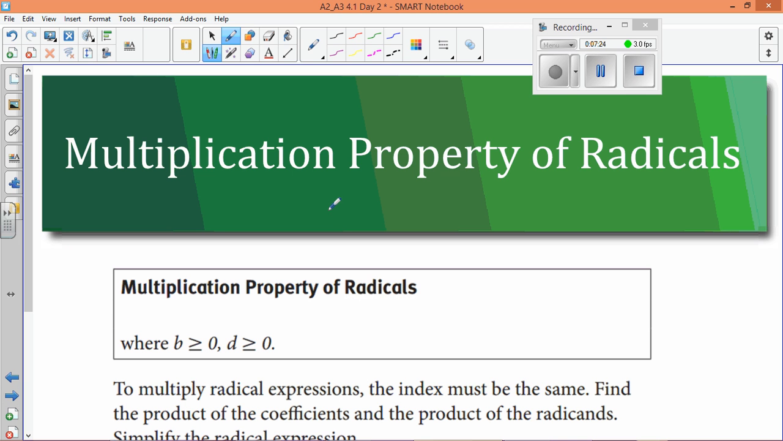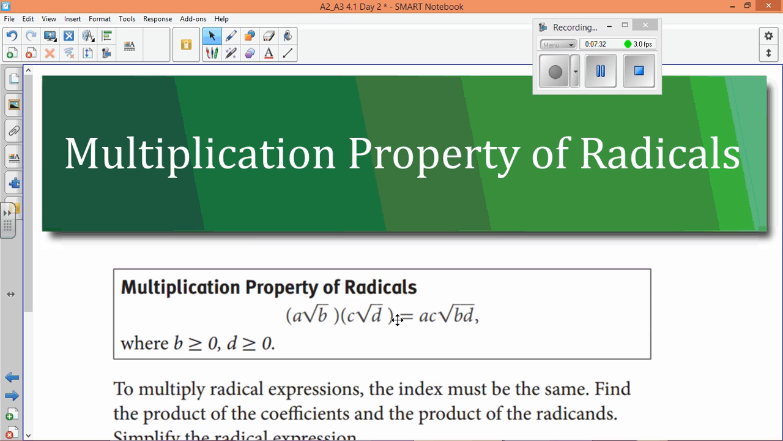Okay, now we're learning how to multiply radicals. So this is very simple and intuitive, the same as adding and subtracting. If I have a root b times c root d, my result is simply the coefficient is the multiplication of the coefficients, in this case a times c, and then inside the radical, in the radicand, is simply the multiplication of the 2 radicands, b times d. So this is turned on the bottom here.